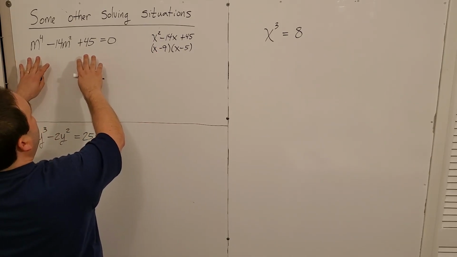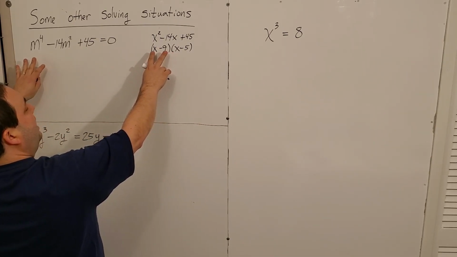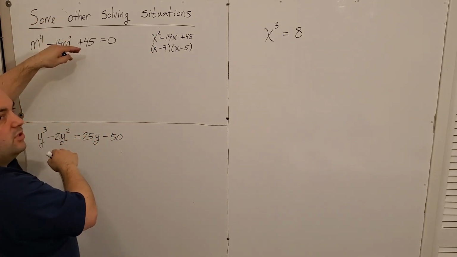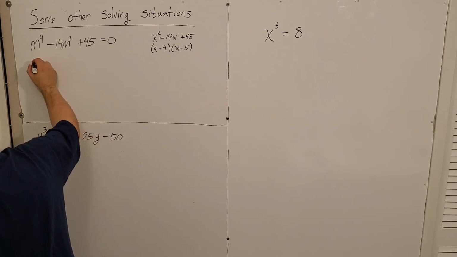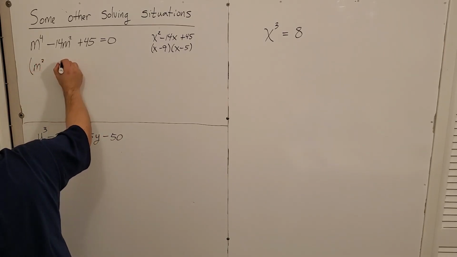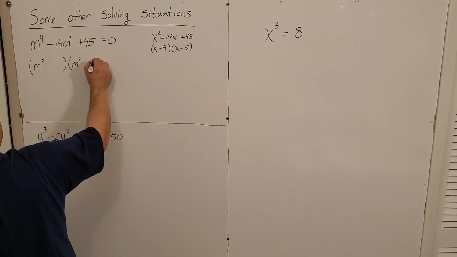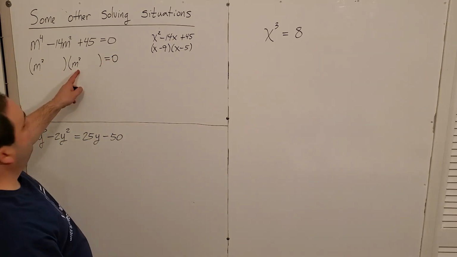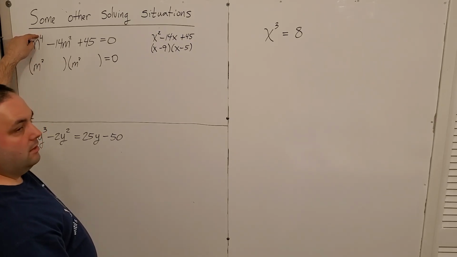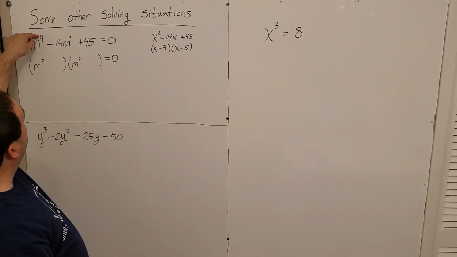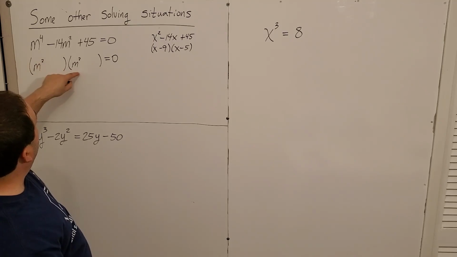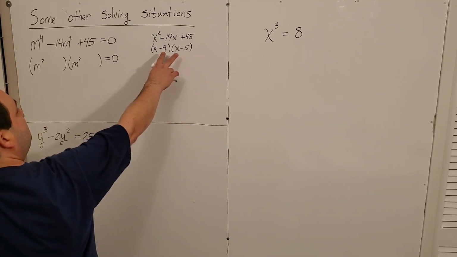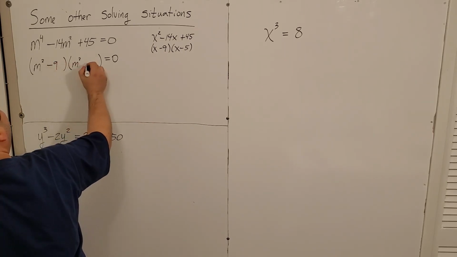I just have to make sure that the things I'm factoring this into still multiply to give me the m to the fourth and the m squared. Well, that's easy enough. I'll just put m squared in the front of each one of these, because m squared times m squared will still, the exponents will add up because you're multiplying. And then the cross terms will each have an m squared, which will still give me the middle term. And it works the same as this guy over here, minus 9, minus 5.